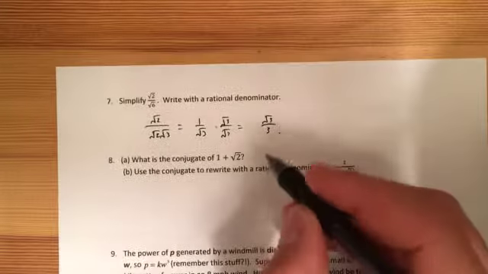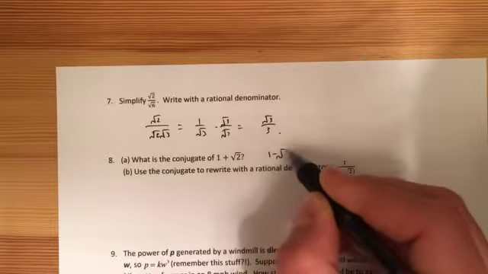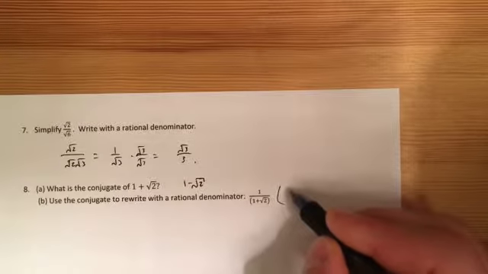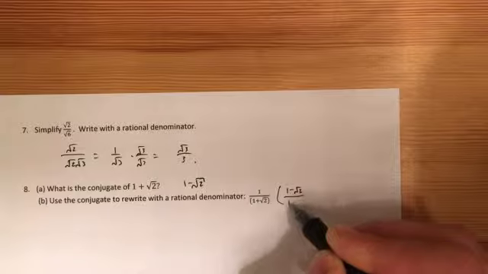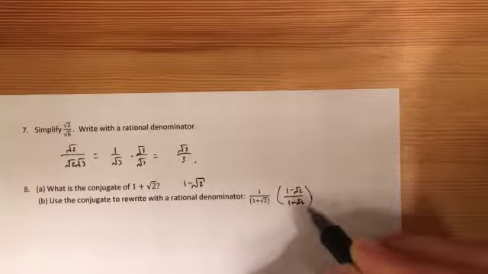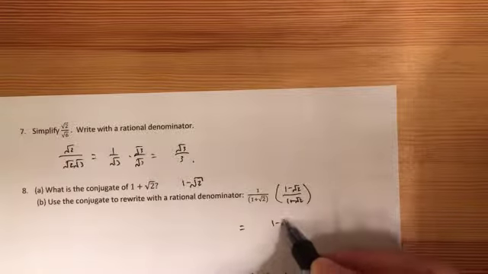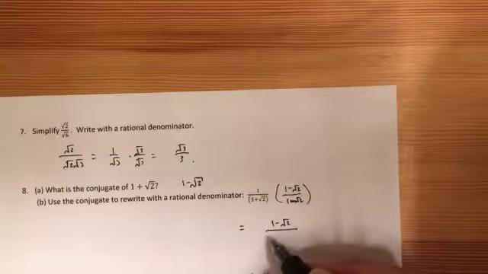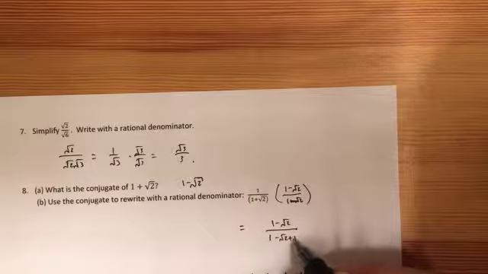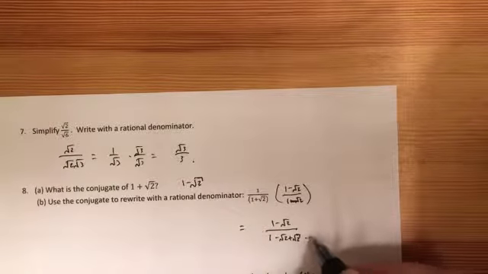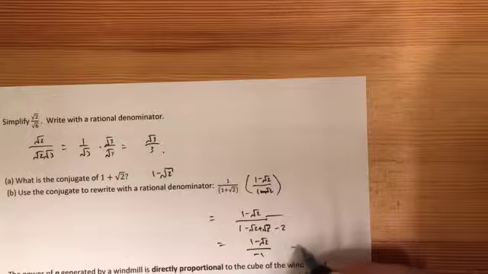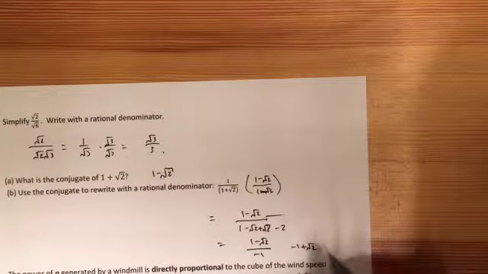What is the conjugate of 1 plus root 2? It's 1 minus root 2. Use the conjugate to rewrite with a rational denominator, so I'll multiply by 1 minus root 2 over 1 minus square root 2. And that should give me 1 minus square root 2 all over 1 minus square root 2 plus square root 2 minus 2, which is 1 minus square root 2 all over negative 1, which is the same as negative 1 plus square root 2.